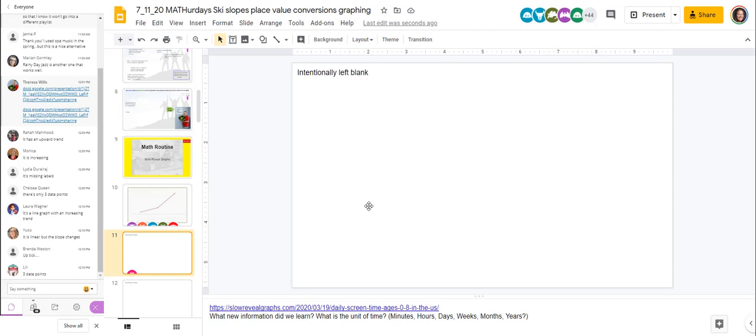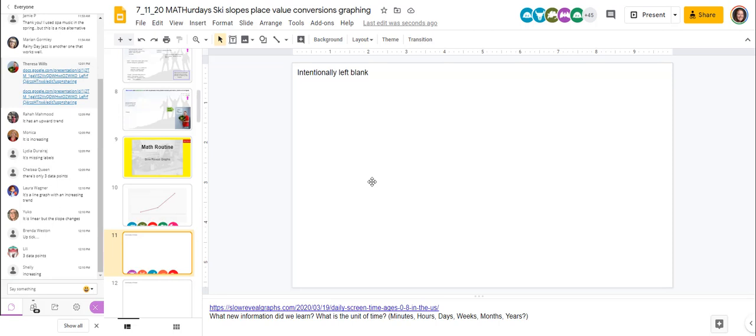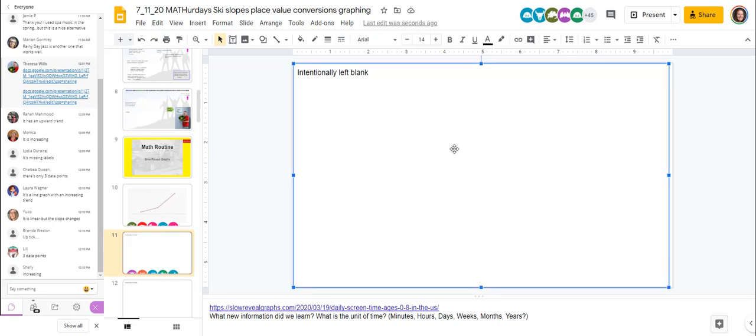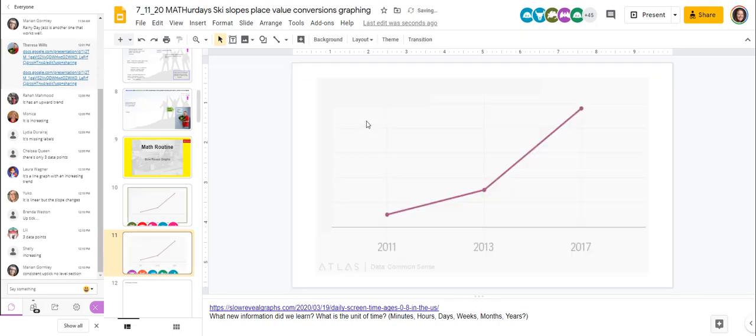All right, let's look down at slide 11. One thing I do if I want to keep something hidden is I just put a white text box on top of it, which is what this is. It says intentionally left blank, and then I delete that off, and my image is behind it. All right, we have some new information. Feel free to turn on your mic, tell us what you see, or type it in the chat.